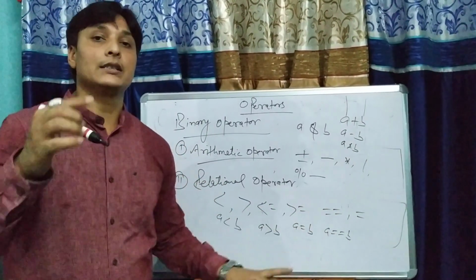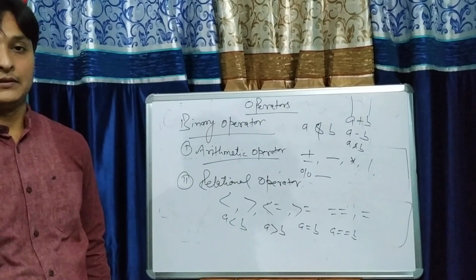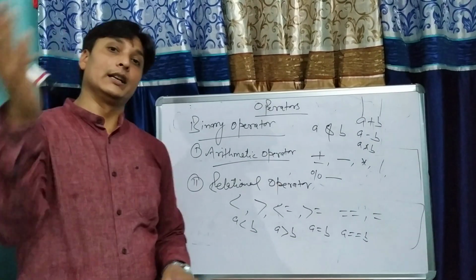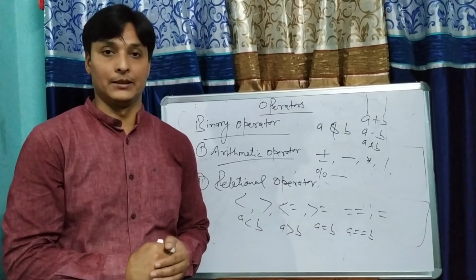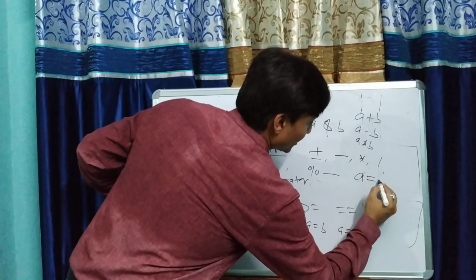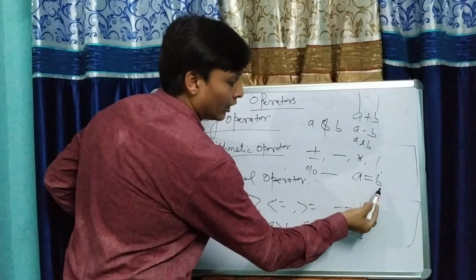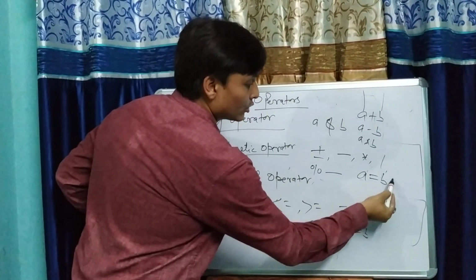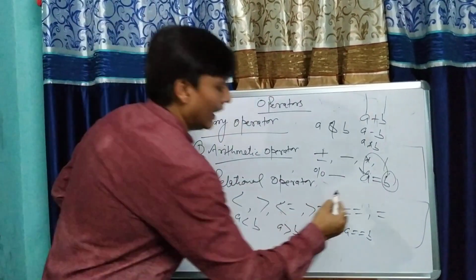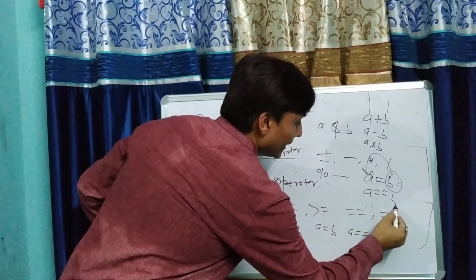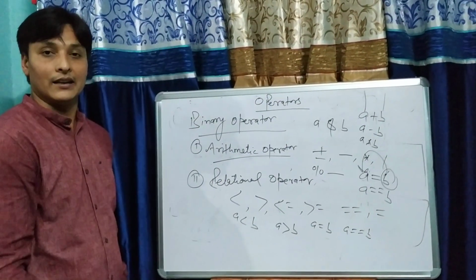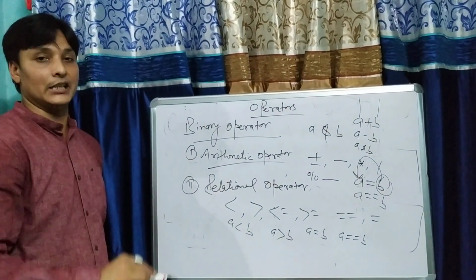Double equal to is used for equality, while single equal to is used for storing a value into a variable. Suppose I write a = b. The meaning of this operator is that we are storing the value of b into a. And if I write a == b, it means a is equivalent to b and b is equivalent to a. This is the meaning of the equality operator.